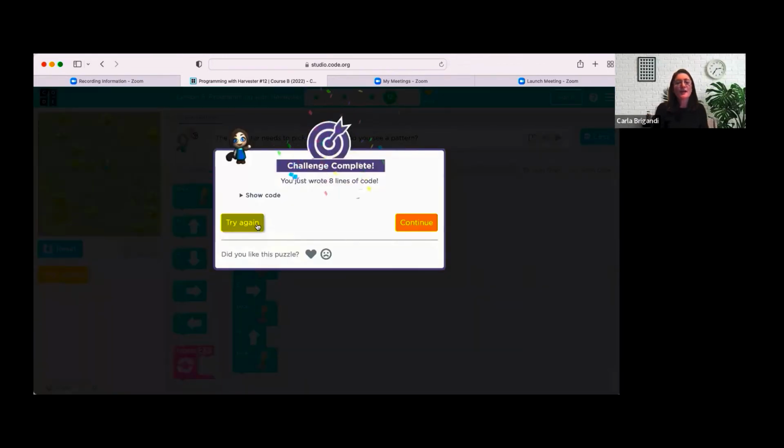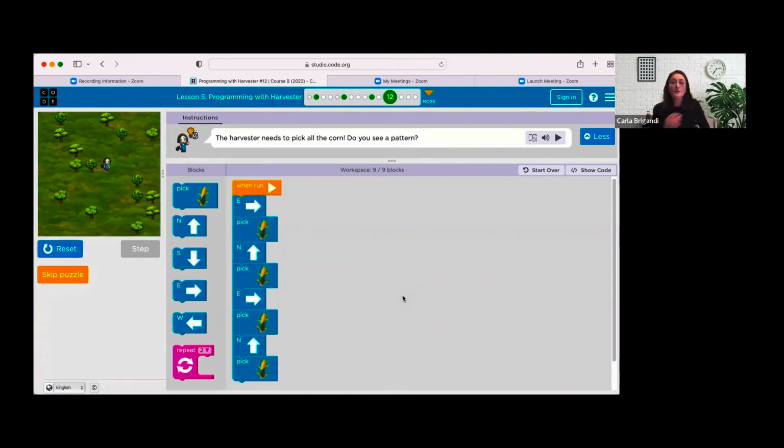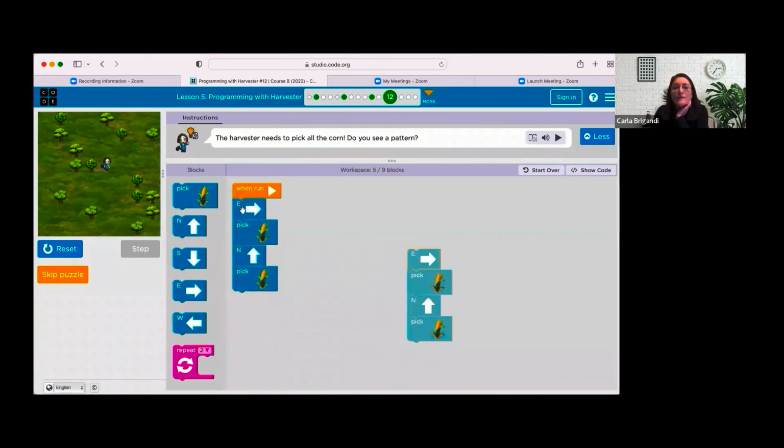Alright, I'm going to try this again though. I don't want to zip right through this because I'm looking at my algorithm. I'm going to look for patterns. This is my sequence. I'm going to look at my sequence and see if I see a pattern. I see east pick, north pick, and then look, east pick, north pick. So this is a little bit more complex of a pattern than what I've seen before.